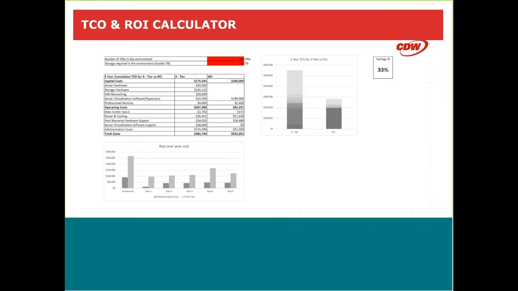So we're seeing a huge difference there. So that's one of the things that comes with an HCI solution. But again, I just want to emphasize the fact that it comes with a change in the modality in which you are actually running the data center.